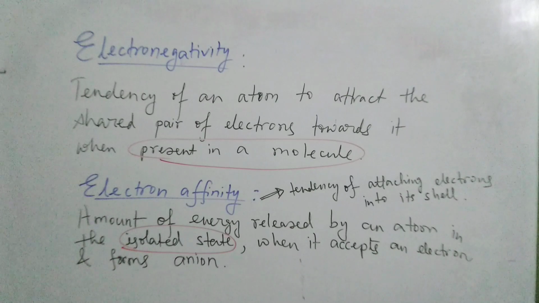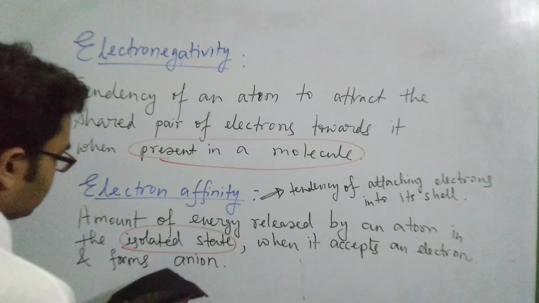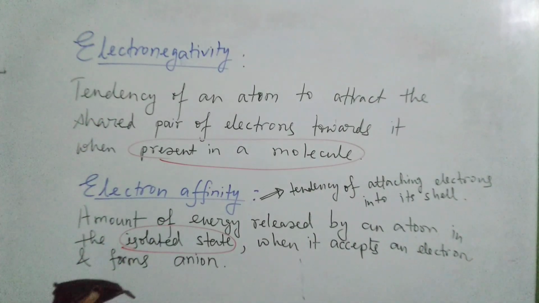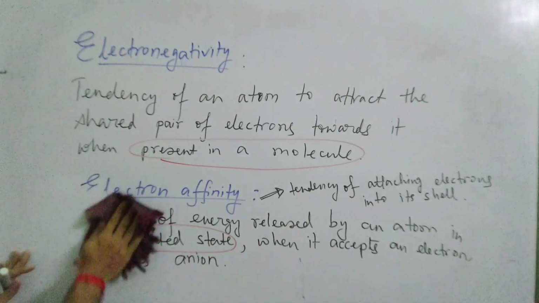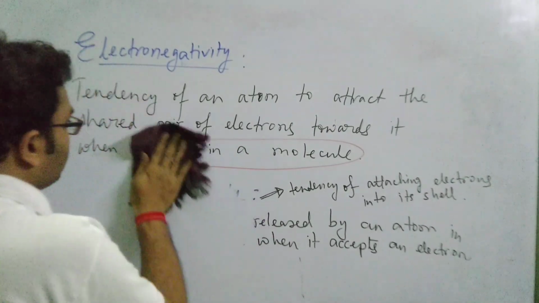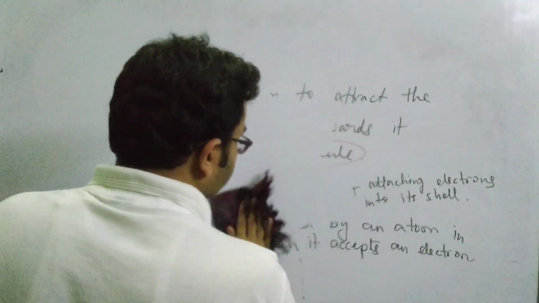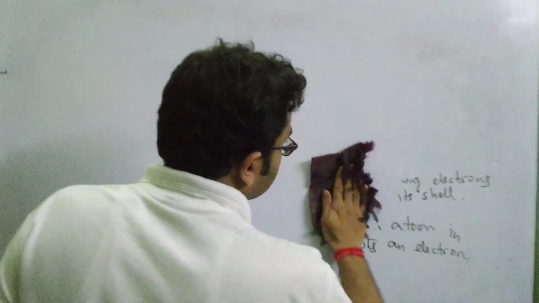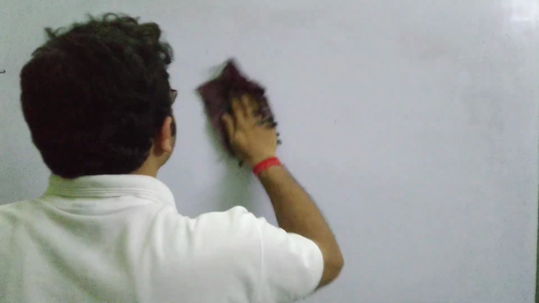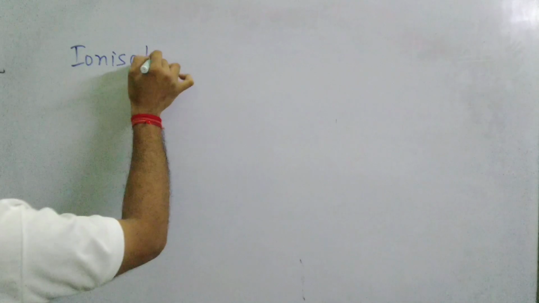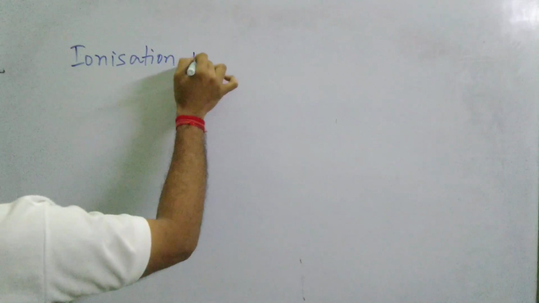Electron affinity and electronegativity. The third term that we are going to discuss is ionization potential. If you have not written these two terms, please pause the video and note them down. So what is ionization potential? It can be said to be the opposite of electron affinity.